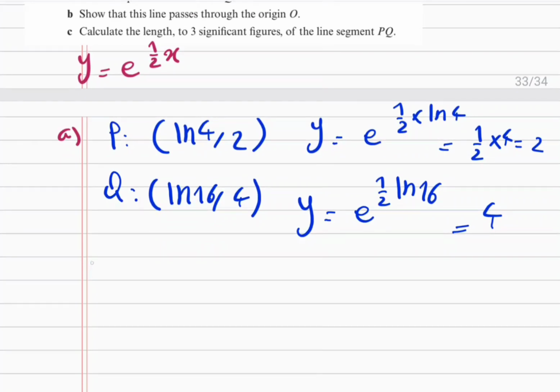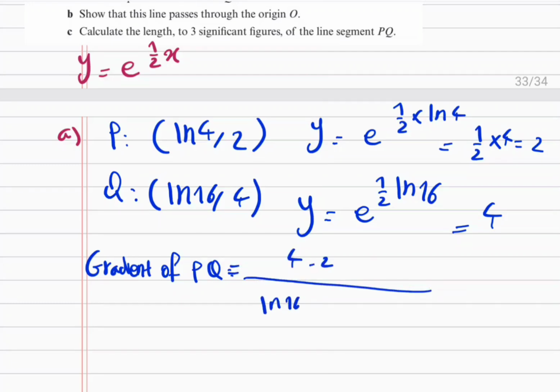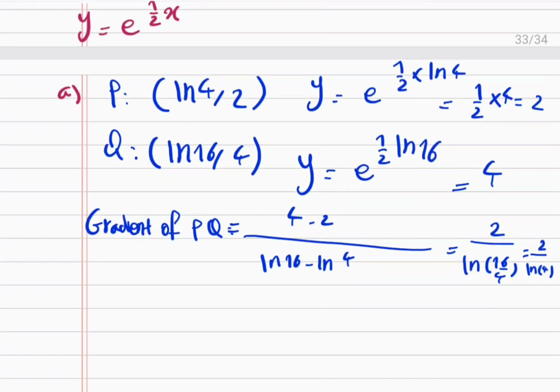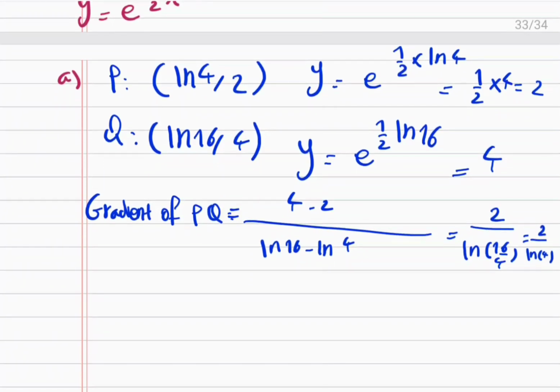To find the gradient of the line PQ, we do change in y over change in x, which is something from GCSEs. So we can do 4 minus 2 over ln 16 minus ln 4. So we get 2 over ln 16 over 4, which is just 2 over ln 4, and that's the gradient.